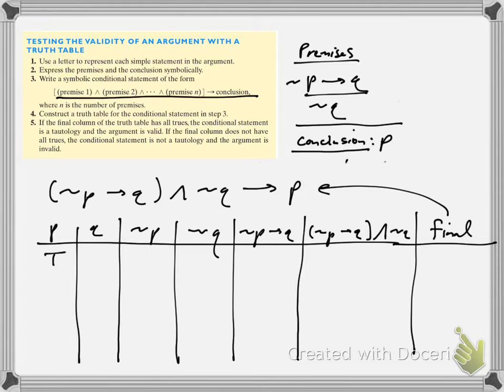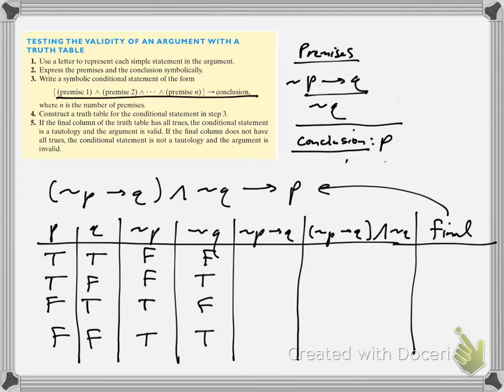So we do our true, true, true, false, false, true, false, false are all my possibilities. Not P is just the opposite of the P's, so that'd be false, false, true, true. The not Q's would be false, true, false, true. Okay, not P implies Q, so we're looking at this not P and we're going that direction with each of these.